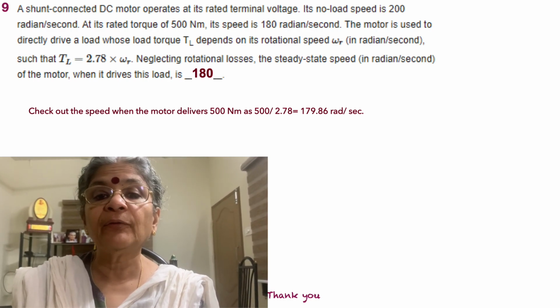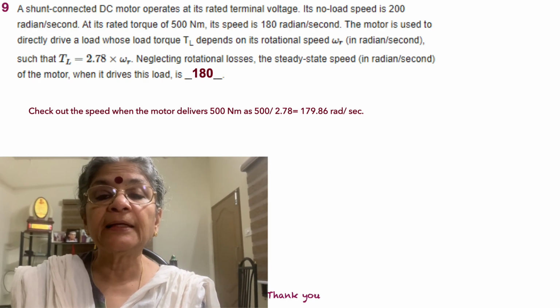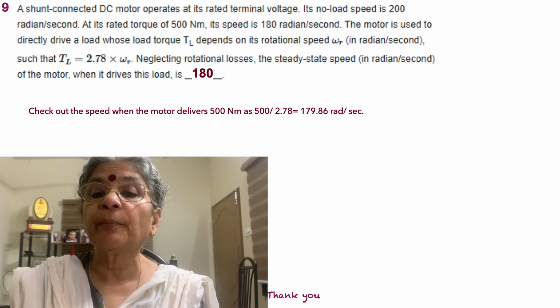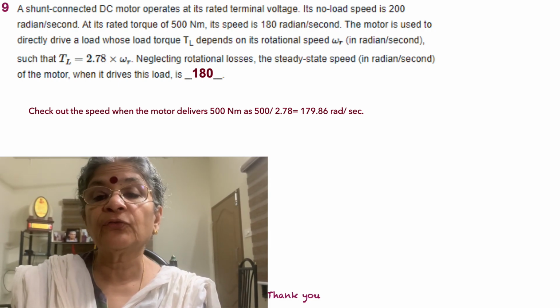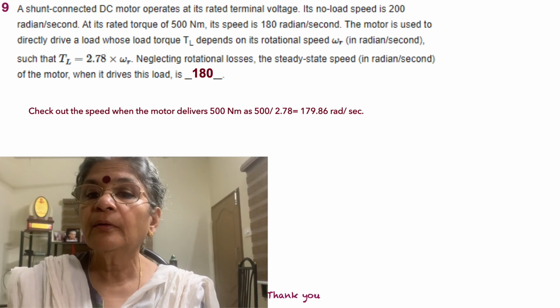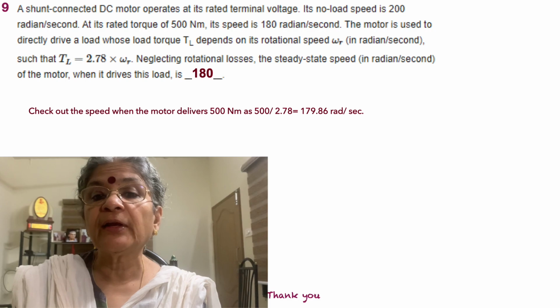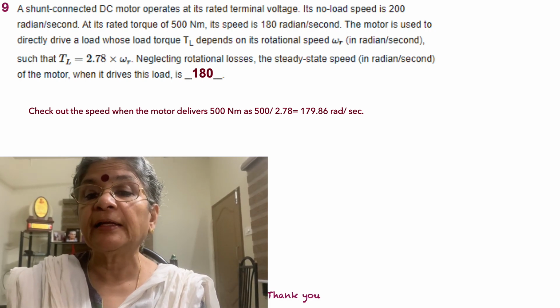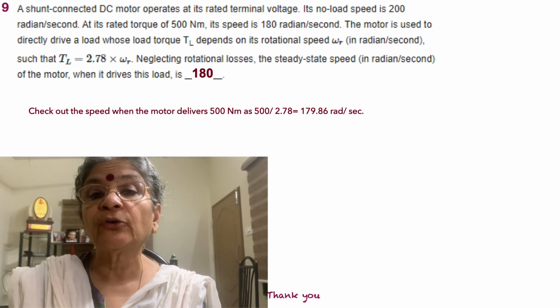Okay, so what all do we have? We have the speed, we have the torque, and we also have the understanding that it's a shunt motor operating at its rated terminal voltage. Its speed is 180 radians per second. So that's also there. No load speed is 200, and its rated speed is 180 radians per second when it's delivering the rated torque of 500 Newton meter.